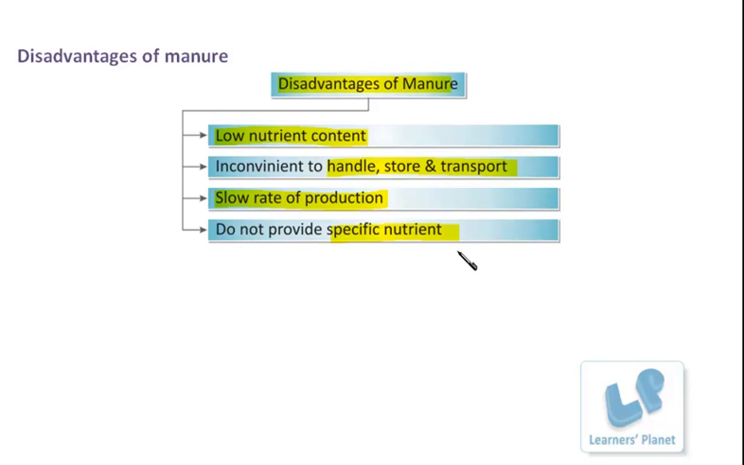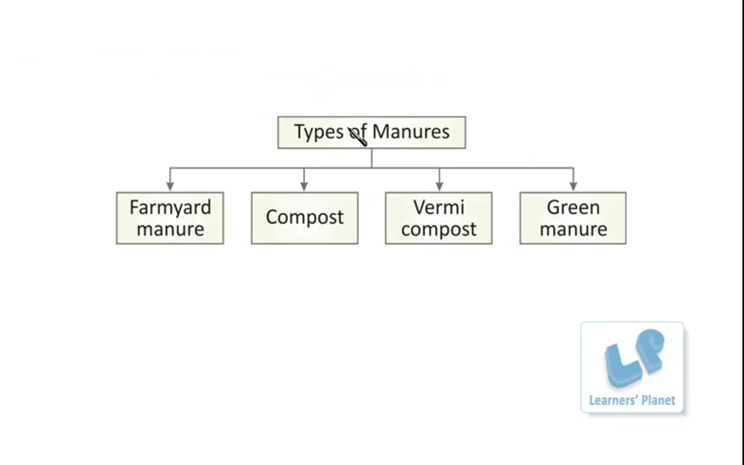Such disadvantages can be overcome by the use of fertilizers, but definitely fertilizers, on the other hand, again have some other disadvantages. That we will discuss when we go through the fertilizers. But prior to that, I will tell you that there are different types of manure. Despite these disadvantages, manure is considered a good source of nutrient, and that is because it is eco-friendly.